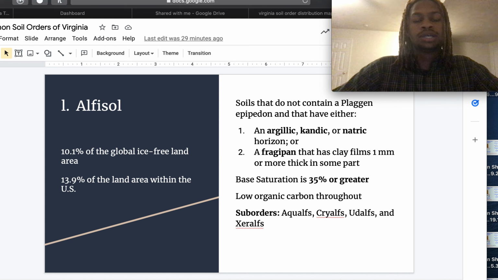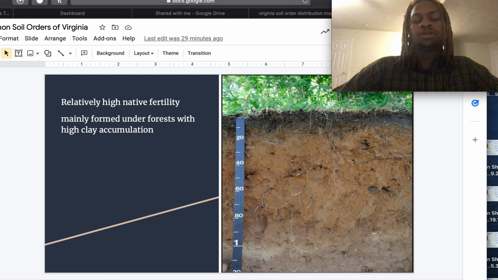The suborders of this soil order are aqualfs, cryalfs, udalfs, and xeralfs. Alfisols account for approximately 10.1% of the global ice-free land area and 13.9% of the land area within the U.S. These soils have relatively high native fertility and mainly form under forests with high clay accumulation.